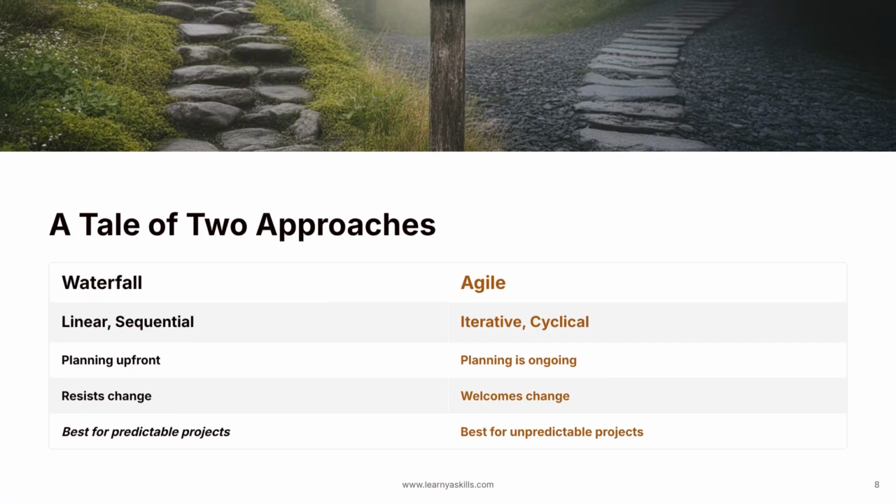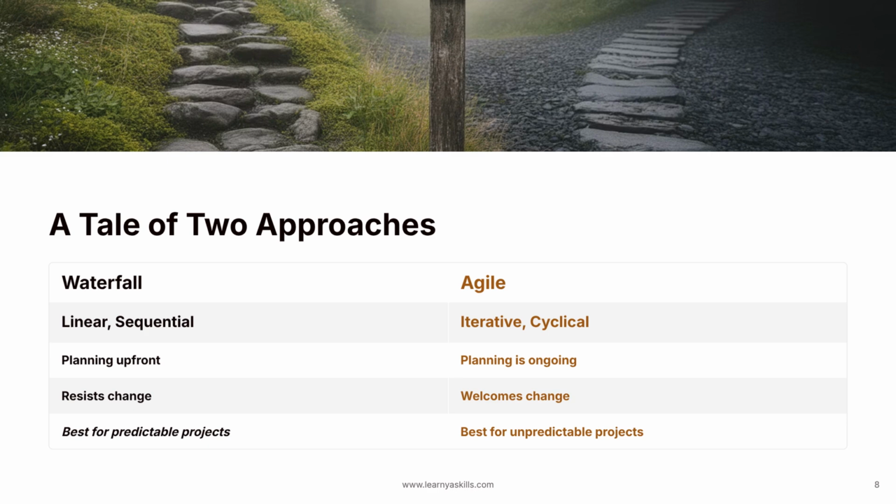To truly understand waterfall, it helps to contrast it with its philosophical opposite, Agile. This is a tale of two completely different approaches. Waterfall is linear and sequential, moving in a straight line. Agile is iterative and cyclical, working in repeating loops. In Waterfall, all planning is done up front. In Agile, planning is ongoing throughout the project.